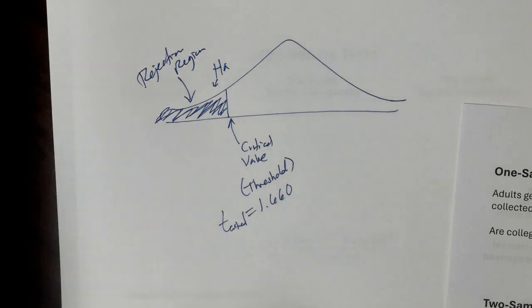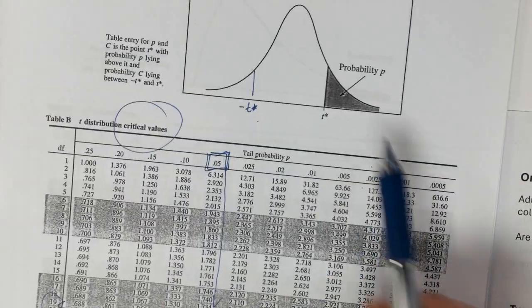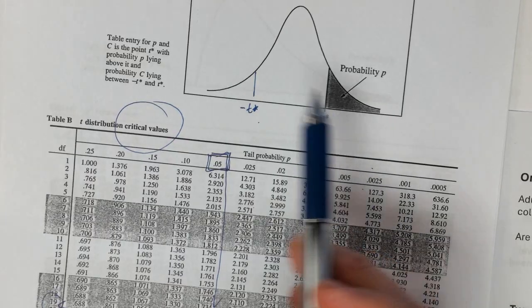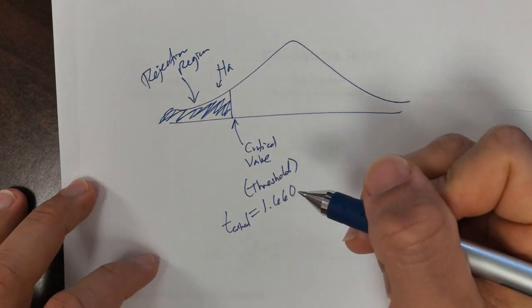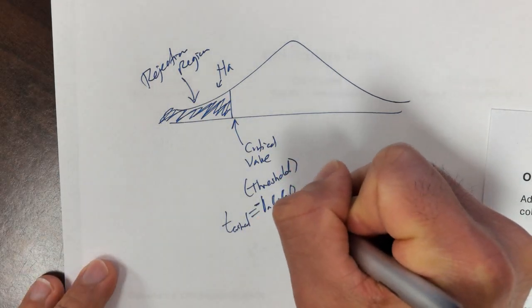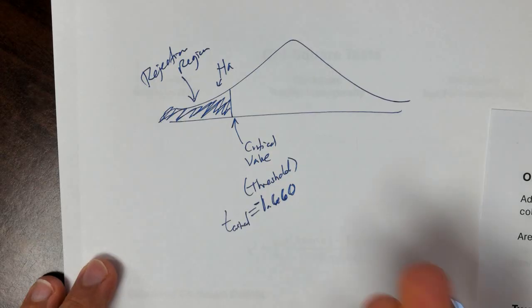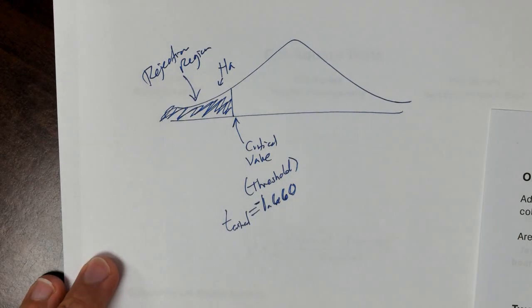You take your 1.729, but instead of doing it to the right, we're doing the same value to the left because it's symmetrical. So we would be using, in our case, negative 1.660 because we're doing less than as opposed to greater than. Does that make sense?